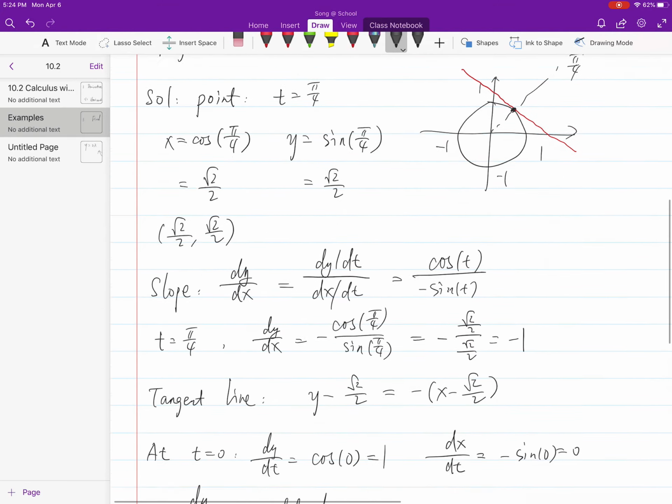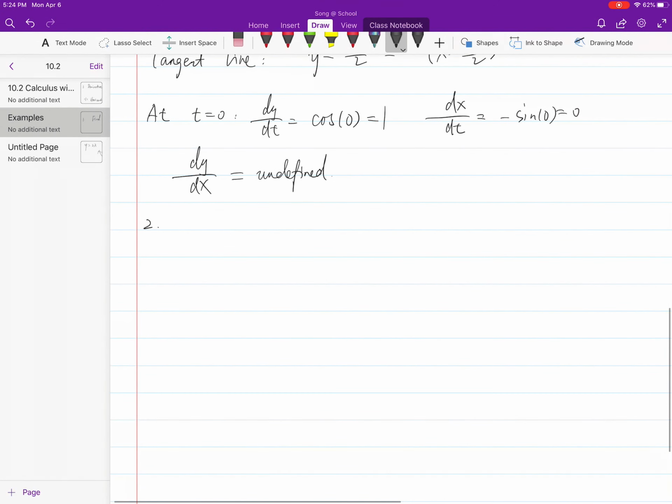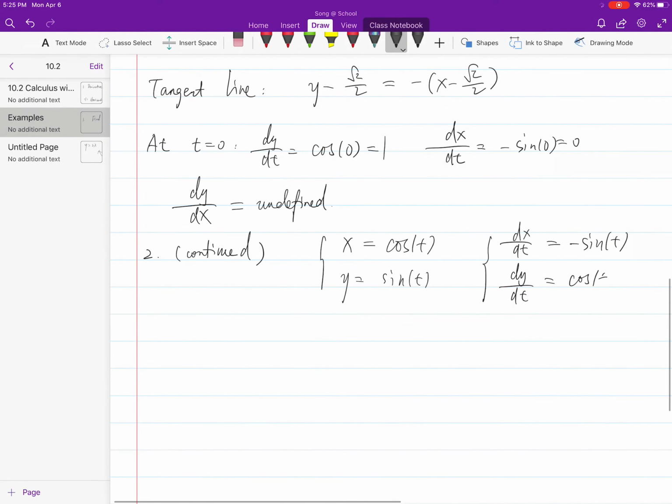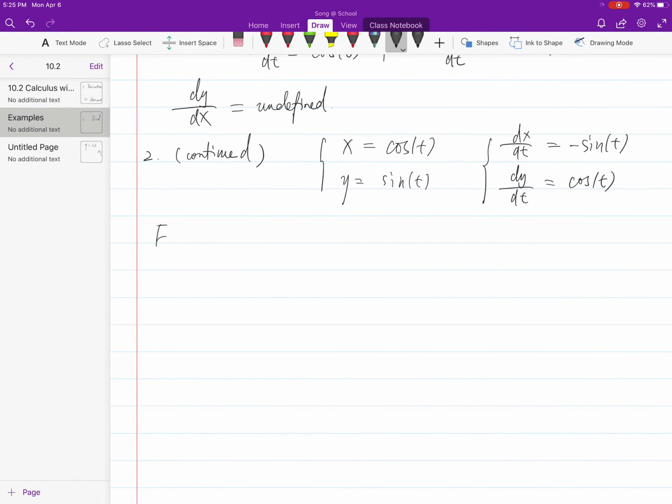Now, one more thing, which looks a little bit confusing at first. Let's continue with this example 2. We still have x equals cosine t and y equals sine t, the same thing. And we already know dx over dt equals negative sine t, and dy over dt equals cosine t.